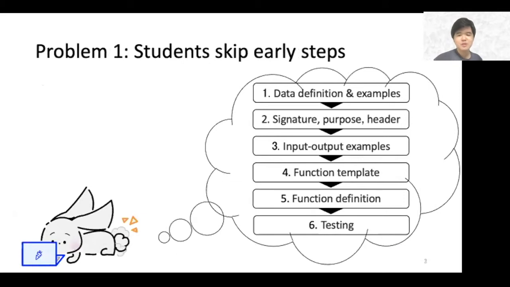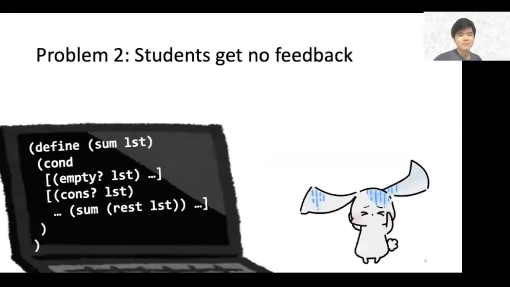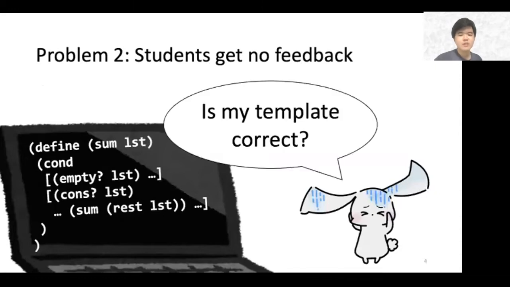First, the student may skip early steps and directly start coding. Second, even if they follow the design recipe, they cannot know whether the outcome of each step is appropriate or not. These are both because some of the intermediate outcomes, such as data definitions and function templates, are not written as runnable code.